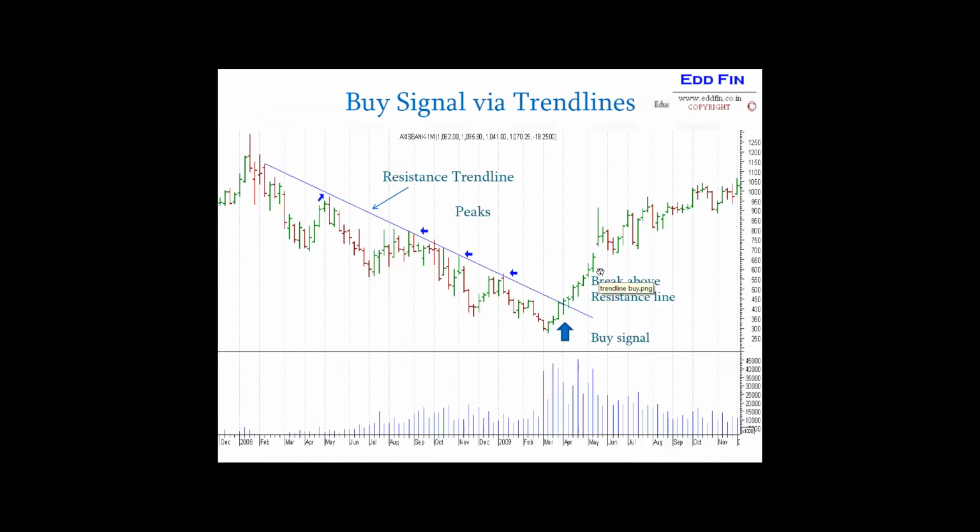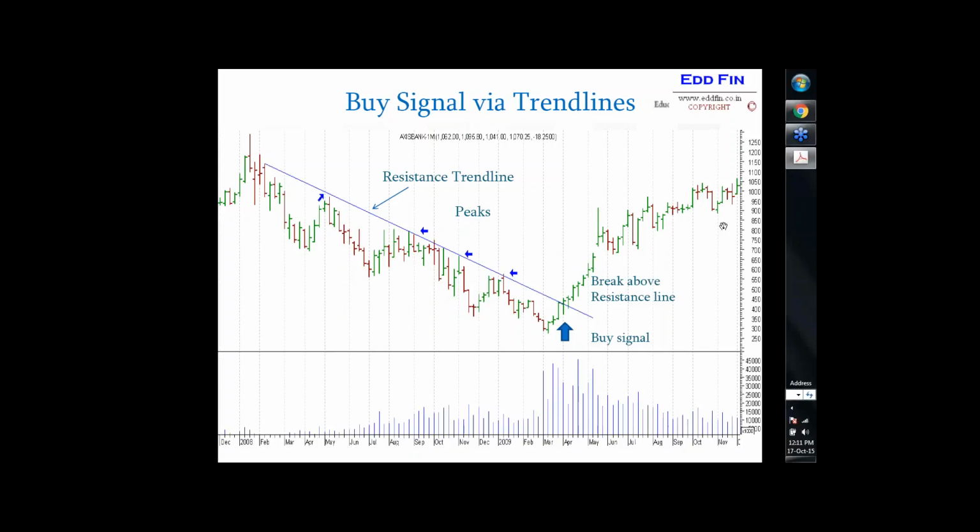Now let us come to how exactly we can use trends to check which kind of trend is there in the markets. As you can see, this is the trend line. As you all know, a trend line is formed by joining the highs or lows of a particular stock. This is the resistance trend line. A resistance trend line is formed when we join the peaks of a particular stock.